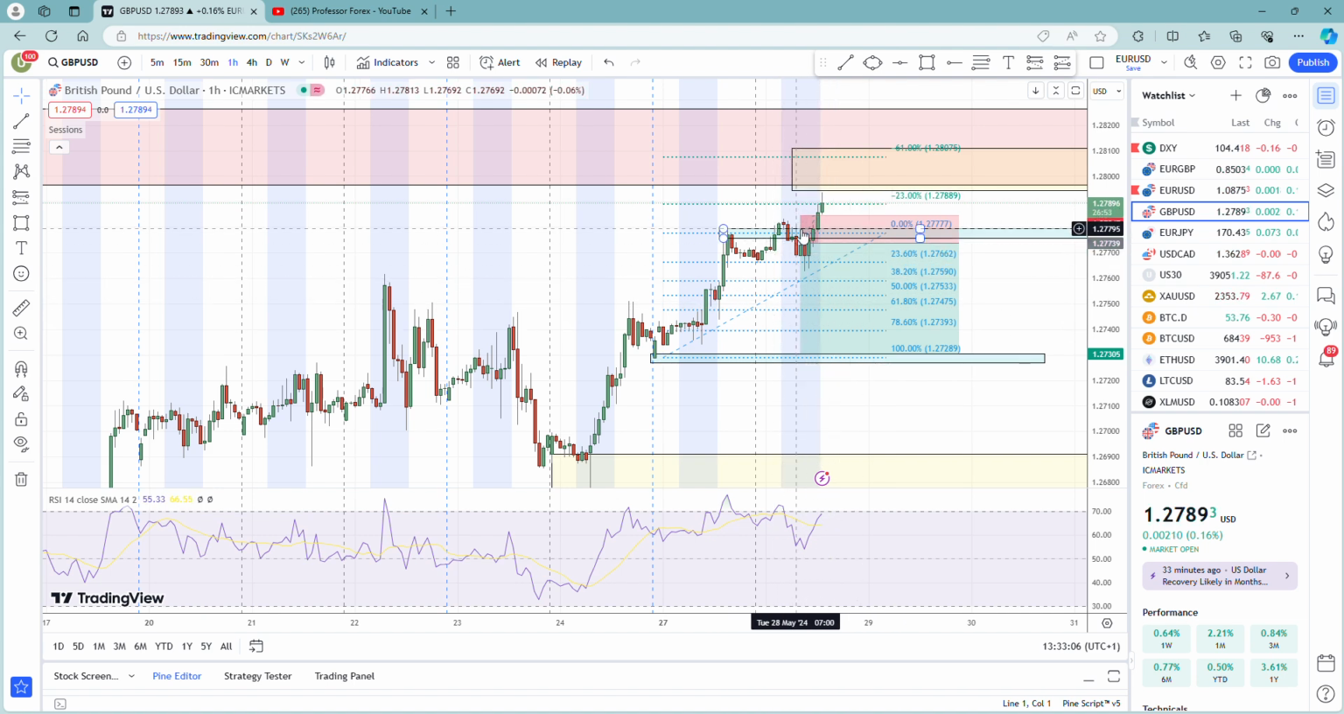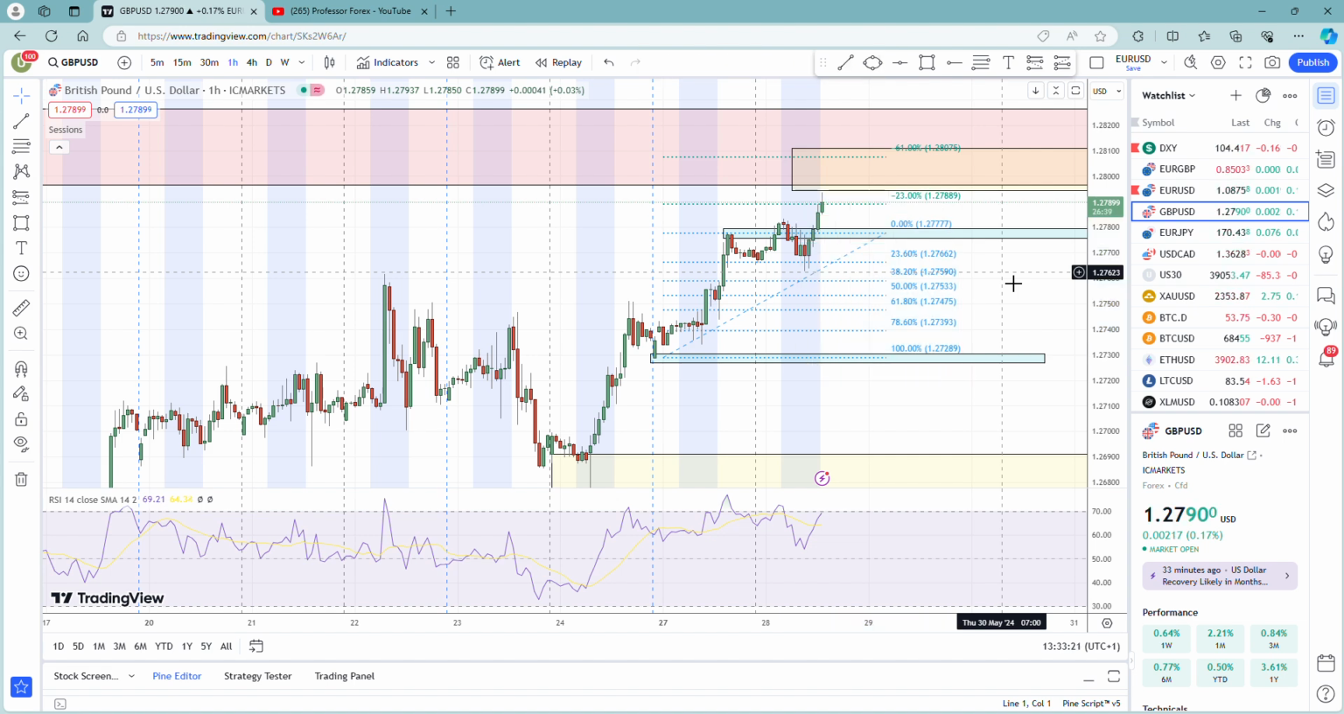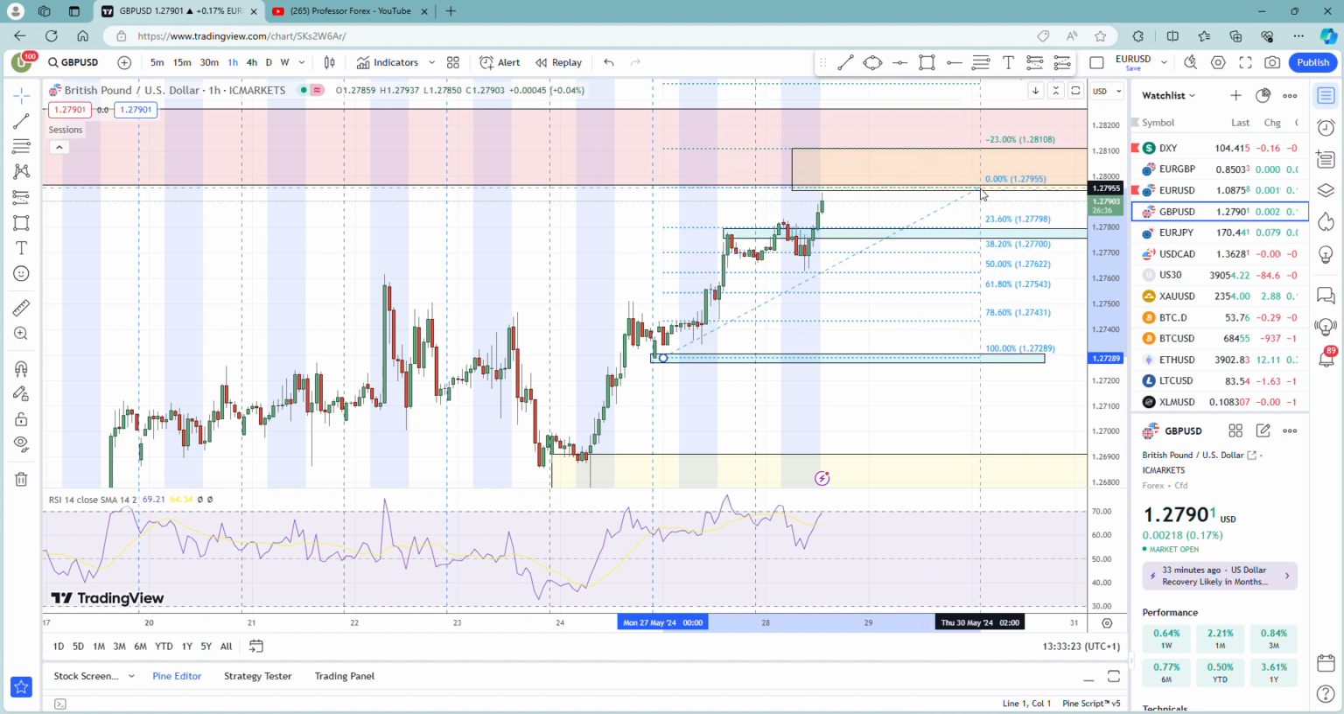DXY is currently at support. It does indicate it's potentially going down. So you're risking 10 pips to make 43 pips. Remember, you only need to win 4 trades out of 10 to be profitable. So if I was trading this morning, I would have entered this trade and I would have lost, which is fine. I can accept it and move on because my analysis is correct.